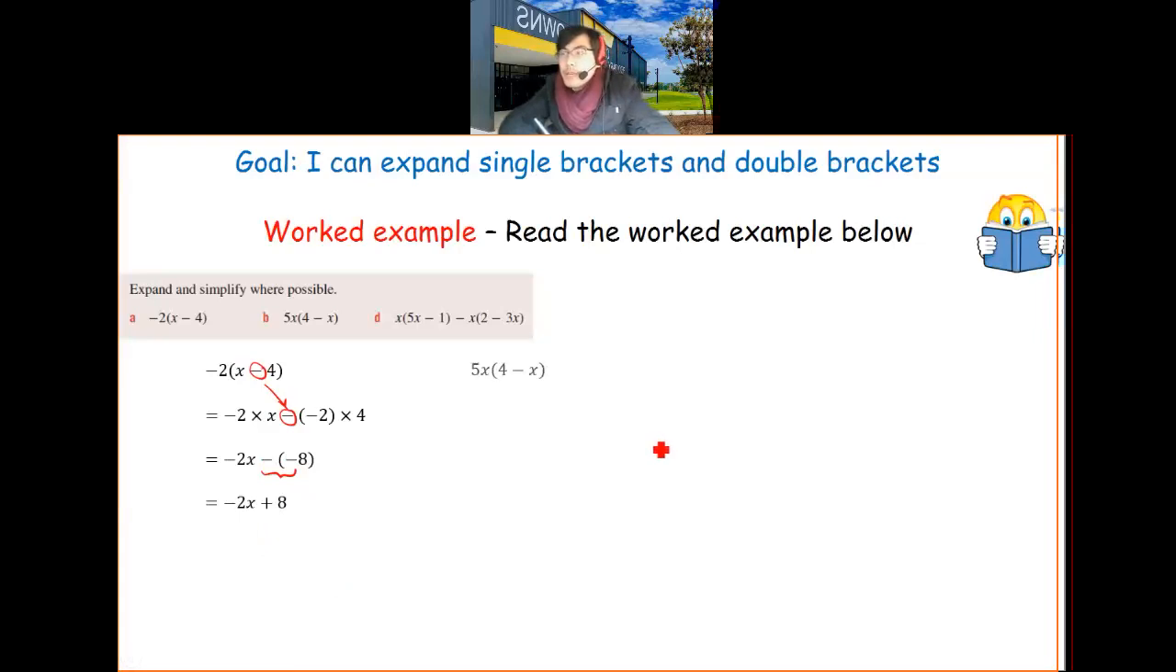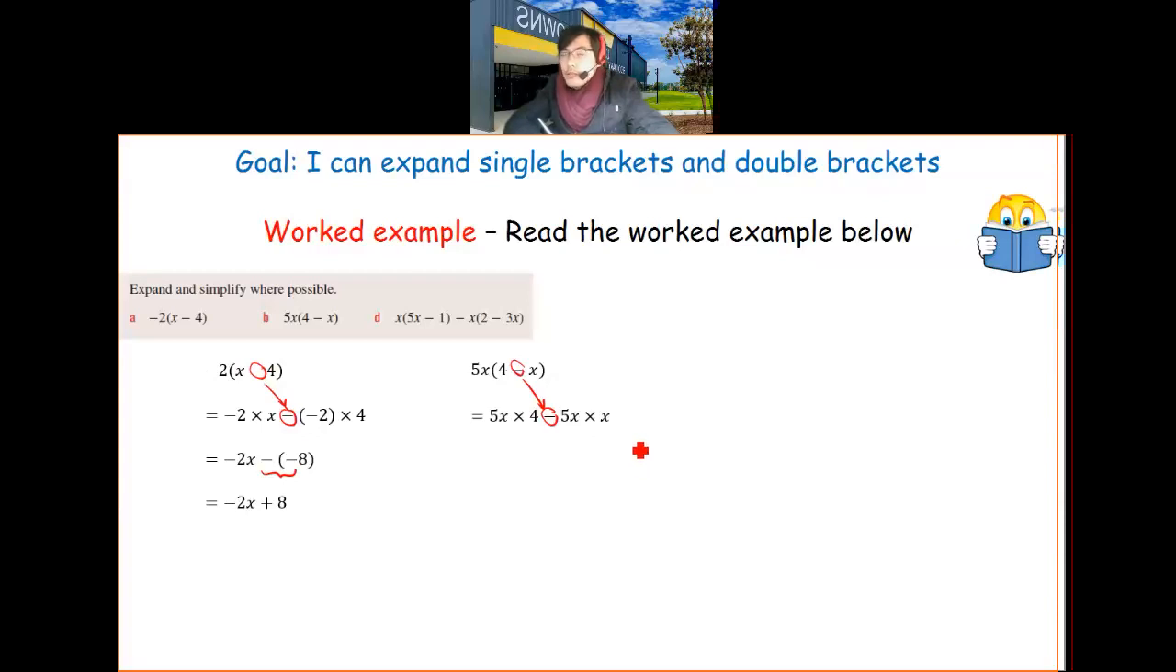Next, we have 5x multiplied by brackets 4 minus x. Again, 5x multiplied by 4, minus, so bring the minus sign outside, 5x multiplied by x. So the number outside is multiplied by each thing on the inside. All right. So all good there, Shaylee. Again, later, because I'm recording this session, you can have a look at this video again.